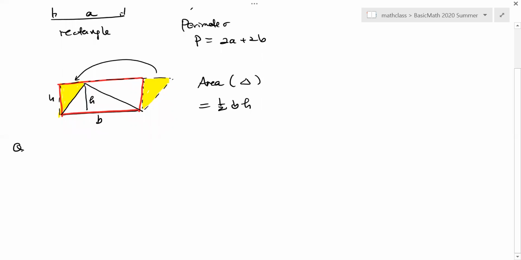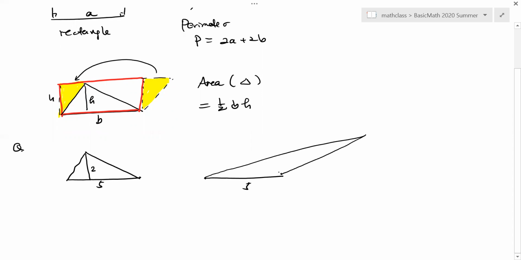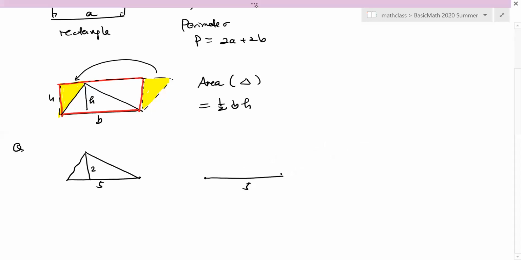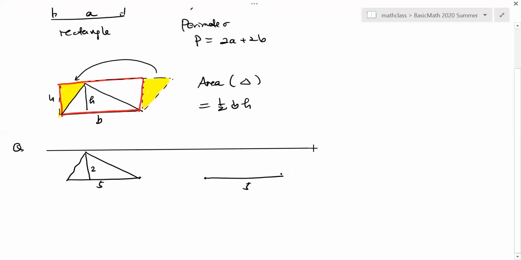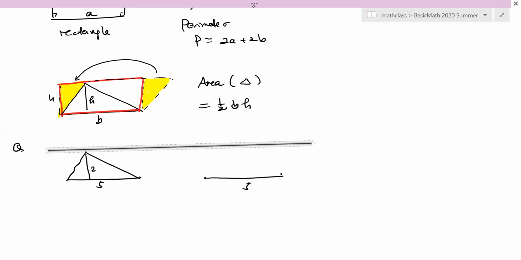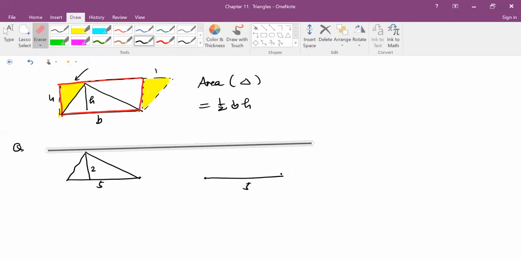The following example. So we have a triangle. This side is 5. The height is 2. Another triangle has a base that is also 5, but it's going to be very, very long. It looks much larger, right? I did not draw correctly. Let me redraw. I'm going to put 2 parallel lines, and another line will be right here.